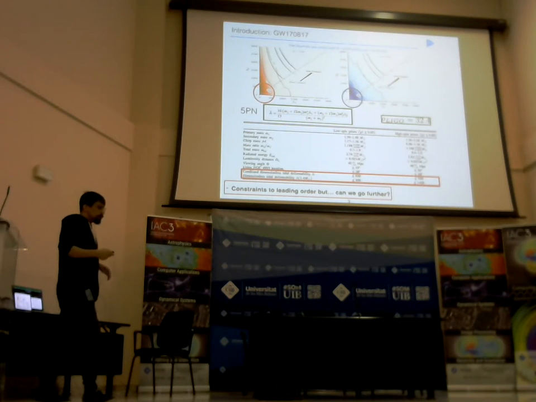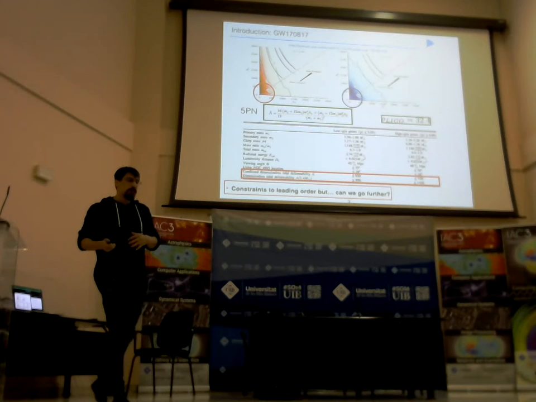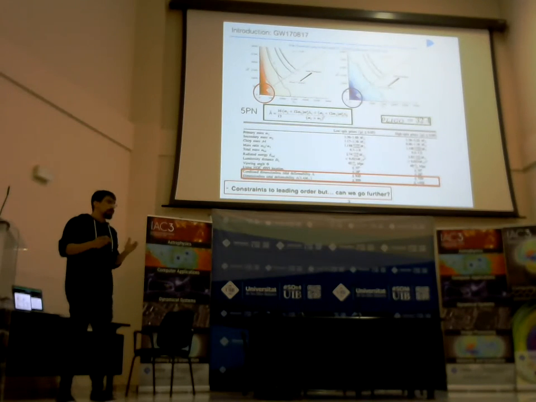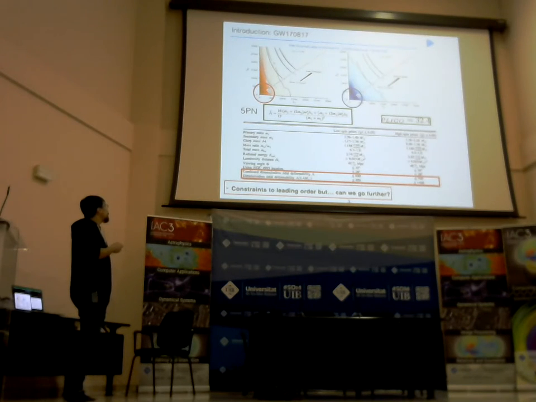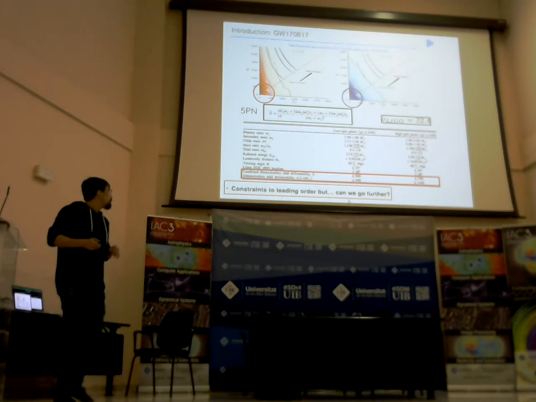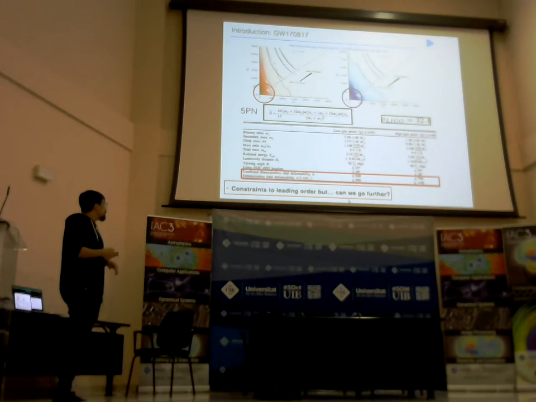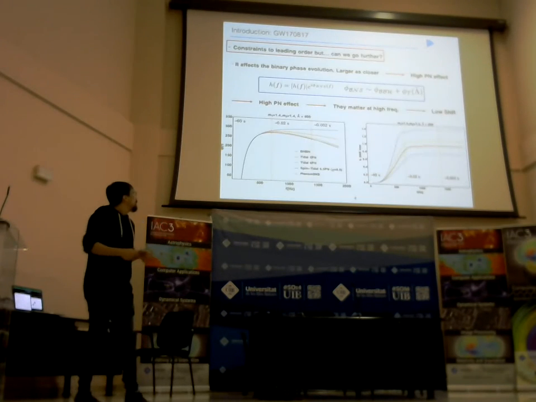This is because we believe the detector sensitivity is not accurate enough to capture what happens at high PN orders, and we were only able to capture the leading term, this lambda, which captures tidal Love number 1 and tidal Love number 2, the electric tidal Love numbers of the two binary neutron stars, right? And the question that we want to raise here is whether we can go farther.